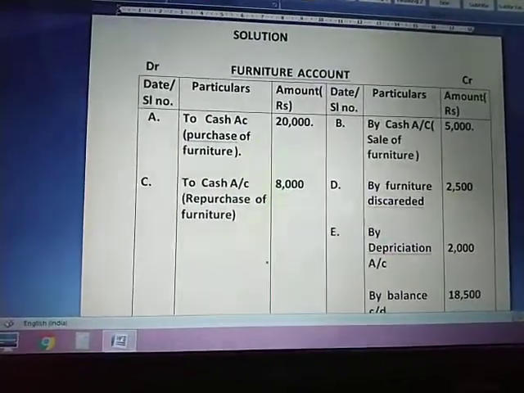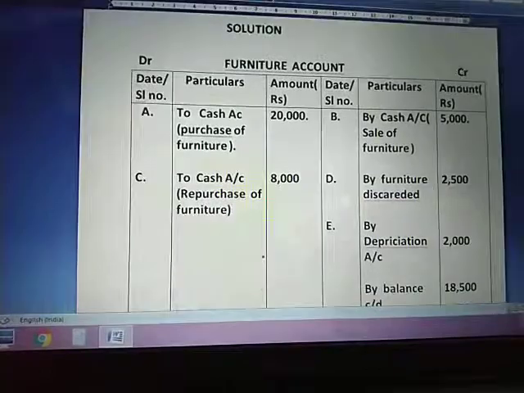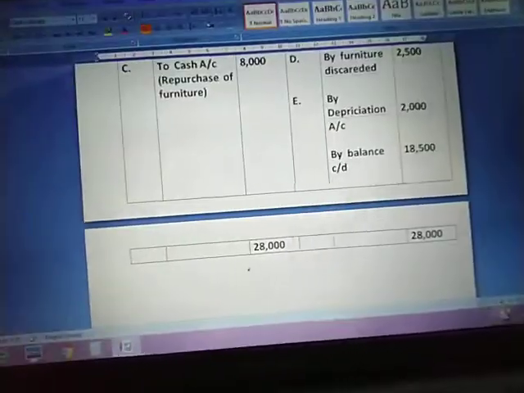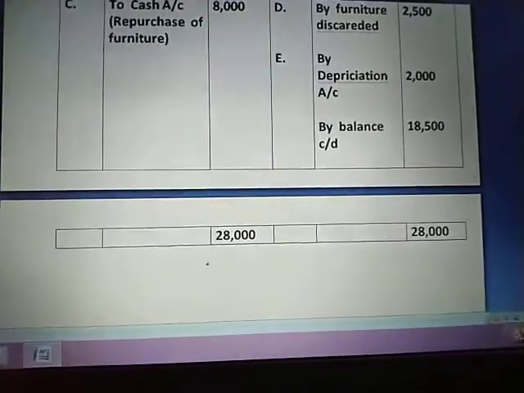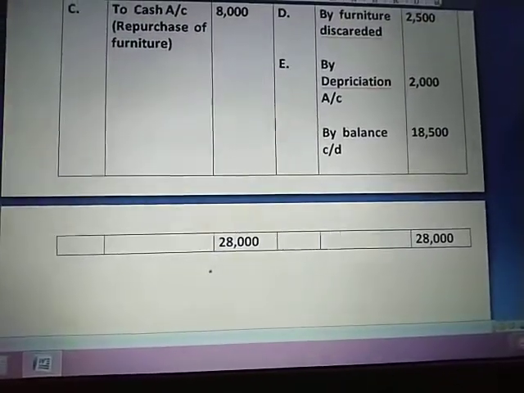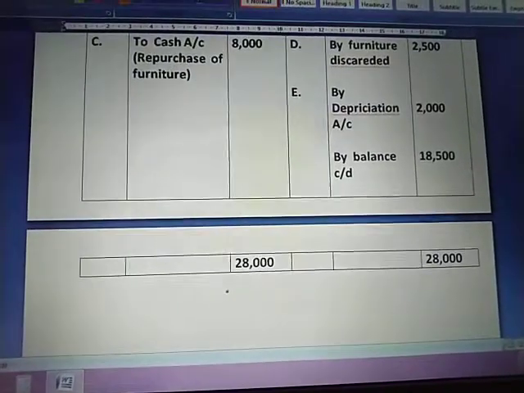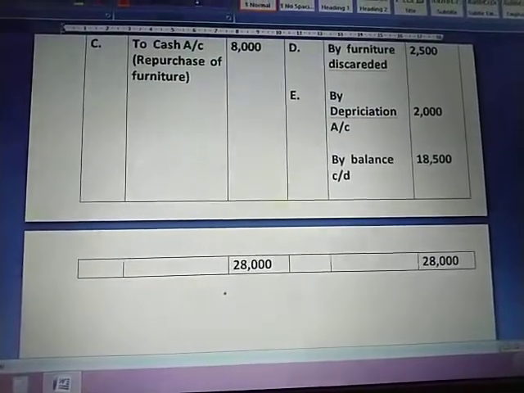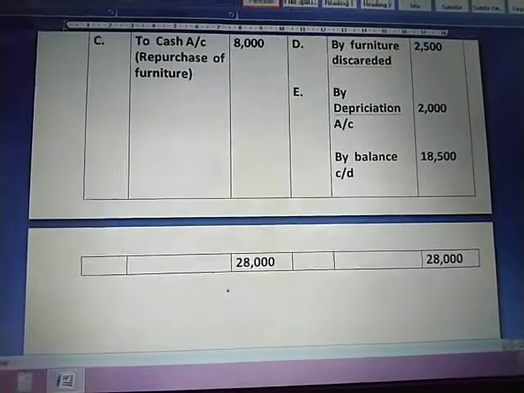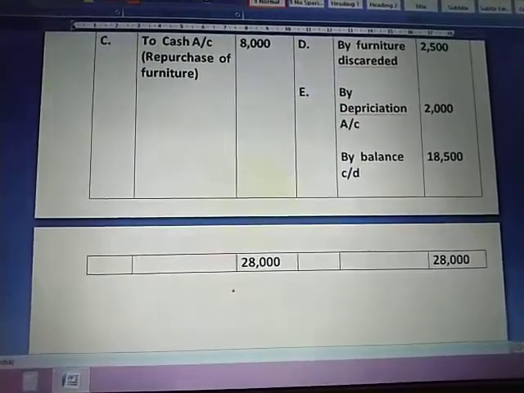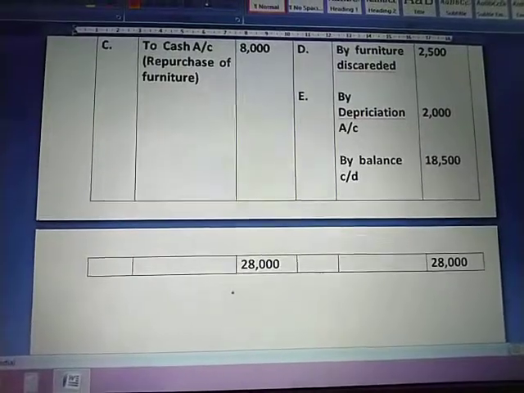That is why, if you can see, I have written "by balance c/d", meaning balance carried down. See here, below depreciation I have written by balance c/d, meaning carried down. So I am balancing this account. I am having a difference of 18,500. Now if I add 18,500 on my credit side, both sides of the account will give me 28,000.